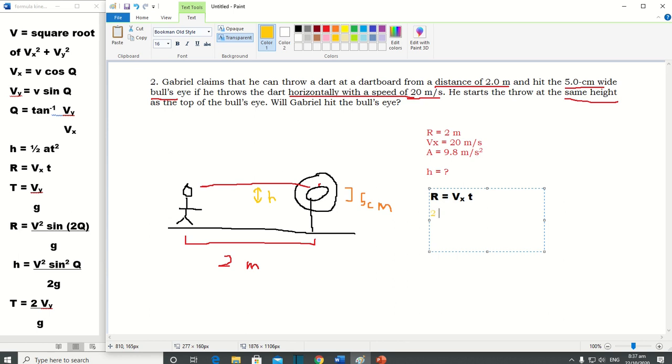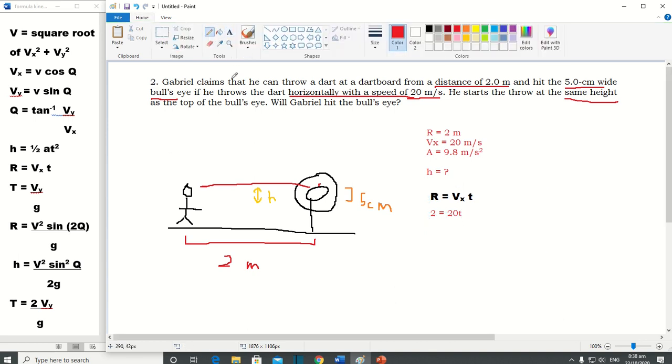Meron tayong range of 2 meters. Yellow, hindi mabasa. Ito na lang, 2 meters. And then, meron tayong v sub x of 20. Ang time, hindi natin alam. So, letter T. So, by using this formula, pwede nating malaman yung value ng time. Ayan. So, start natin. Pwede na tayo mag-cancel dito by dividing both sides sa 20. Laki na sulat ko. 20, then 20. Pwedeng cancel yan. Matitira is letter T. Time is equivalent to 2 over 20.